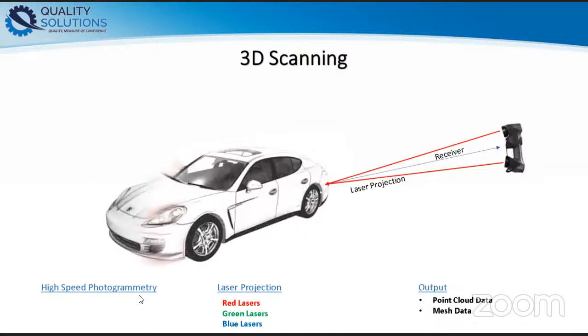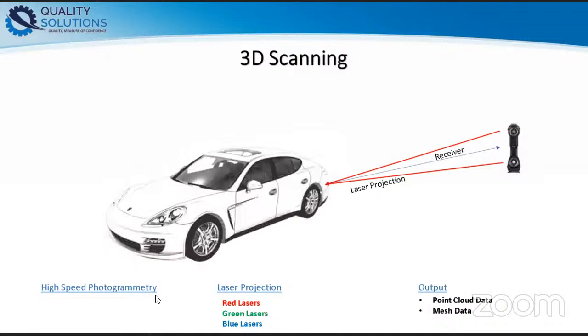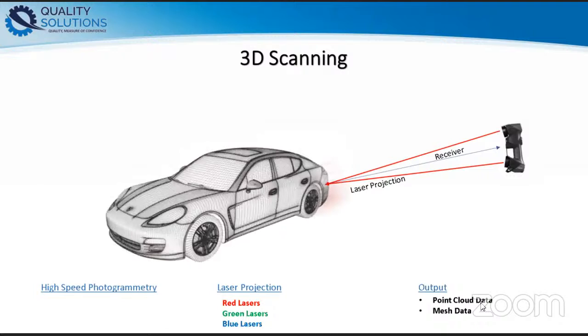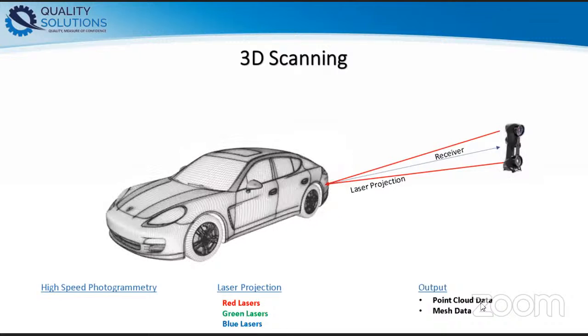Then the output of the 3D scanner is in two forms. One is the point cloud data, and the other is the mesh data. Point cloud, as the word represents, is a cloud of points. These points are the coordinates of the object in X, Y, and Z directions. There are millions of points, so we call it point cloud data. With the help of point cloud data, we get the mesh data as well.